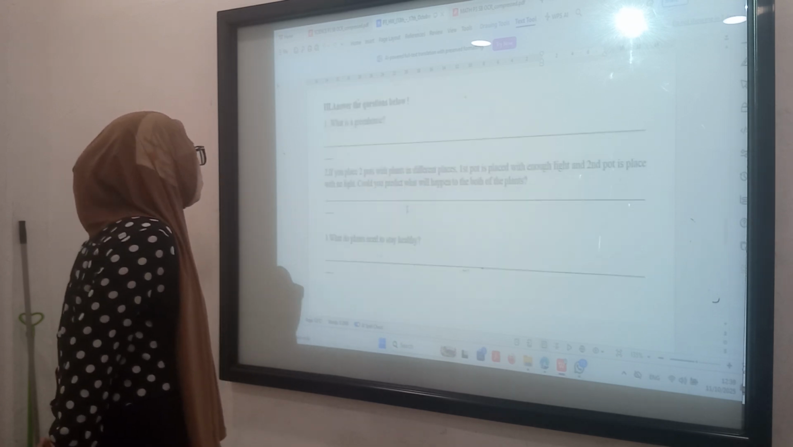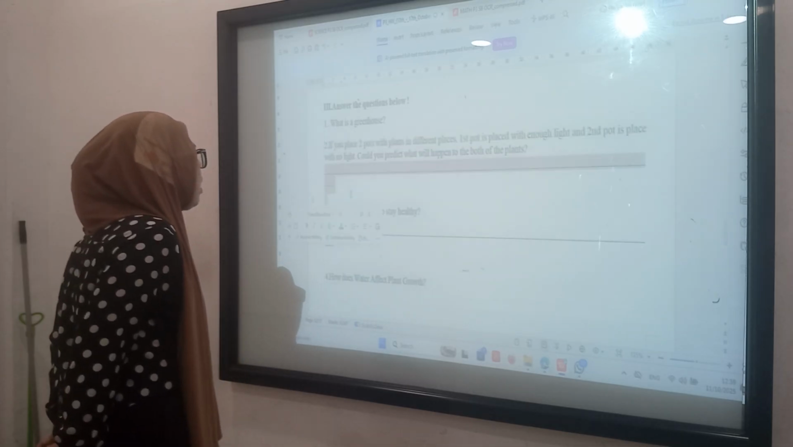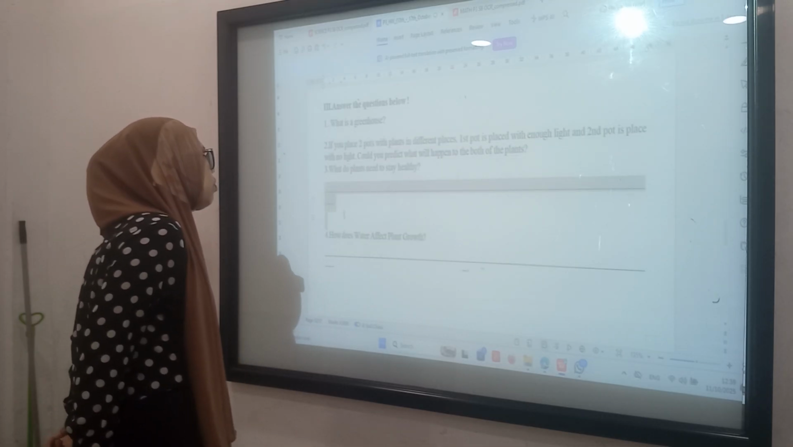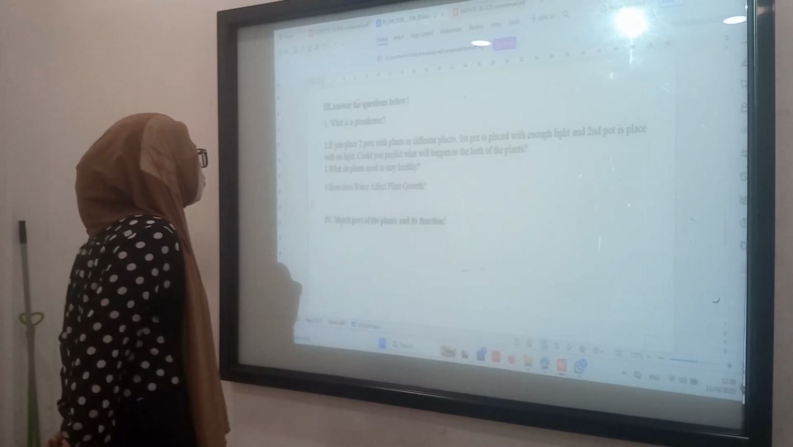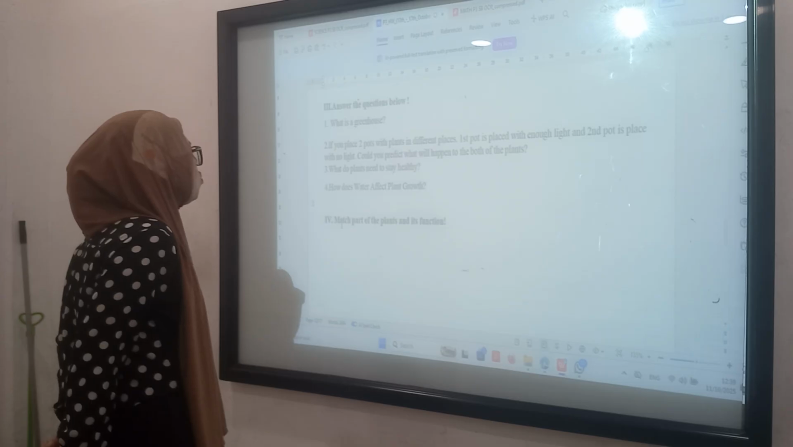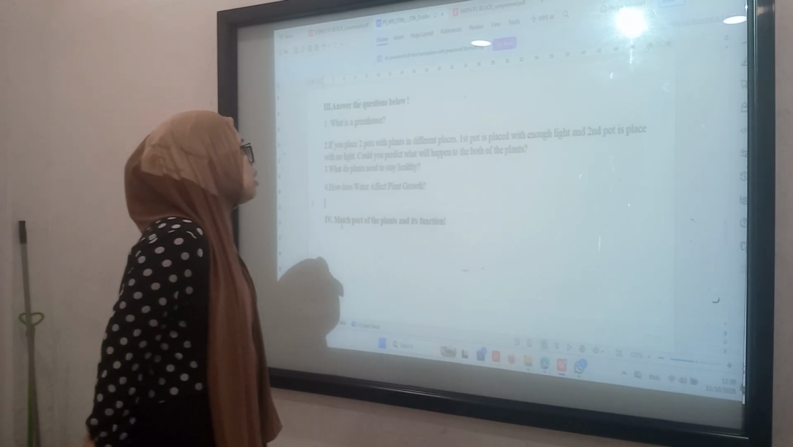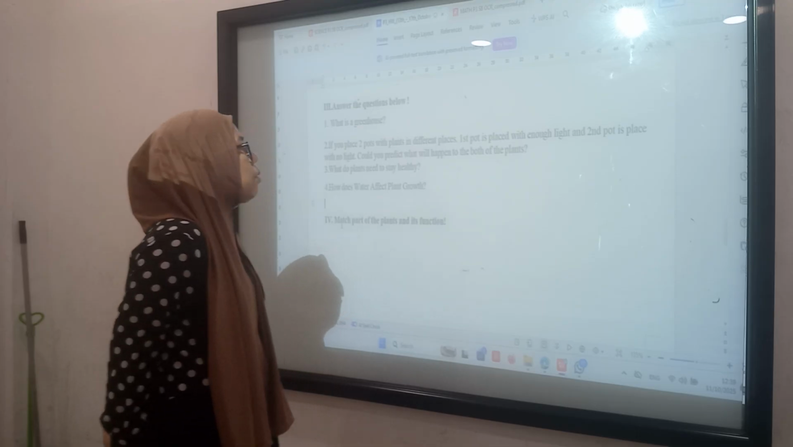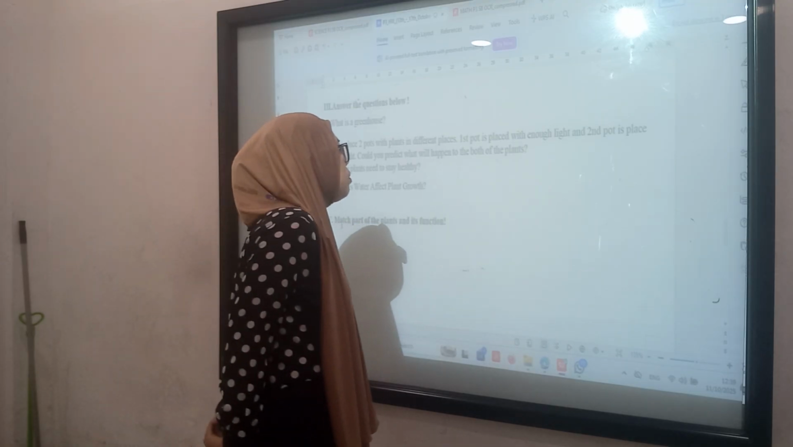When a plant doesn't get water, it will wilt. What is a greenhouse? A greenhouse is a building where the walls and the roof are made of glass. And then, if you place two pots with plants in different places, the first pot is placed with enough light, and the second pot is placed with no light. Could you predict what will happen to both of the plants?